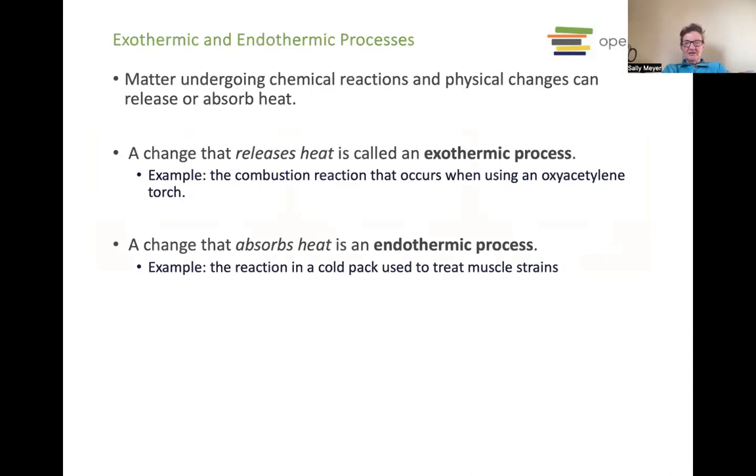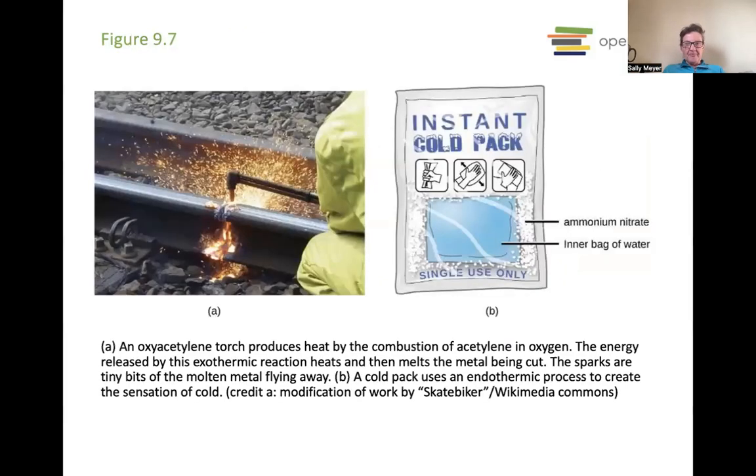So we use lots of terminology in this chapter that we have to understand. Matter undergoing chemical reactions and physical changes can release or absorb energy. Sometimes you have to put energy in to make a reaction happen, and sometimes you get energy out. A change that releases heat is called an exothermic process, and a change that absorbs heat is called an endothermic process. Those are just words we have to get used to.